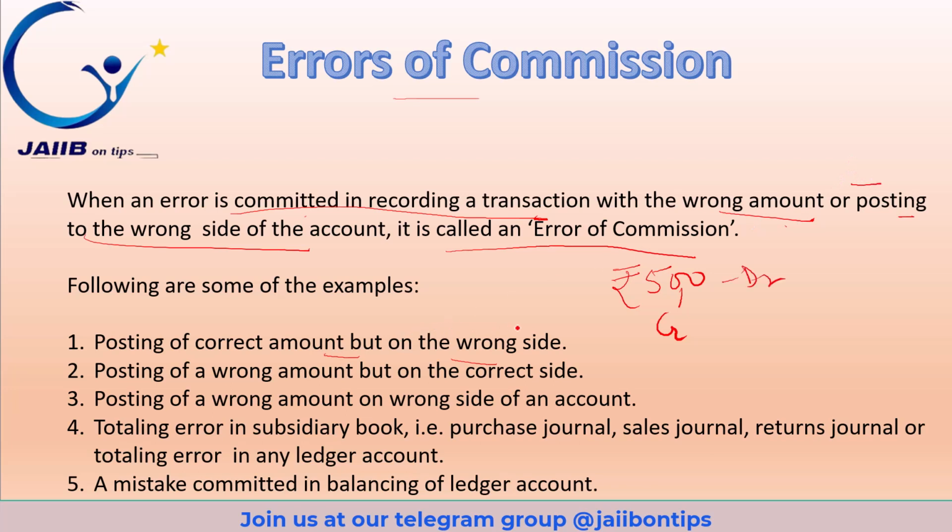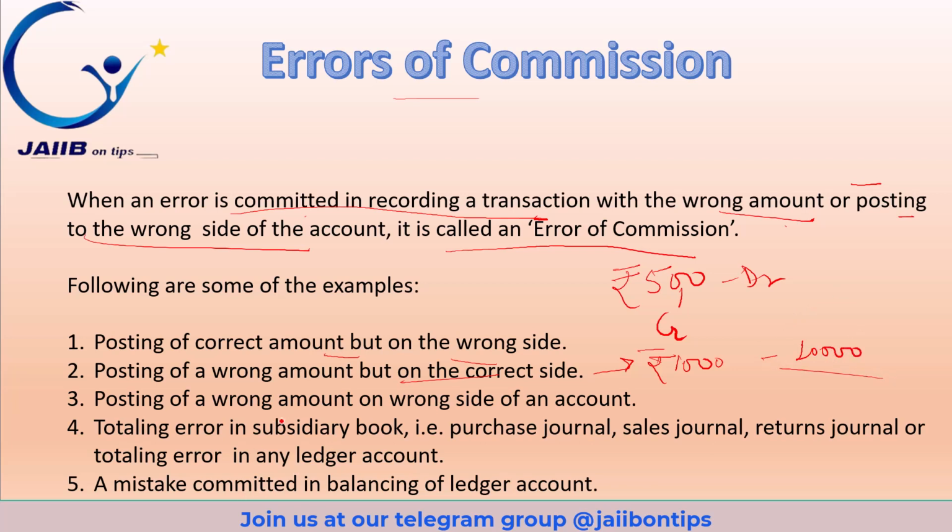Second is posting of a wrong amount but on the correct side. In this case, the entry is made on the correct side, debit or credit, but the amount is incorrect. For example, a company pays rupees 1,000 for rent, but the bookkeeper mistakenly records it as rupees 10,000. Then it is an error of commission, right?